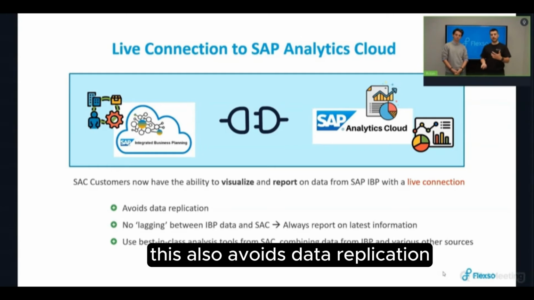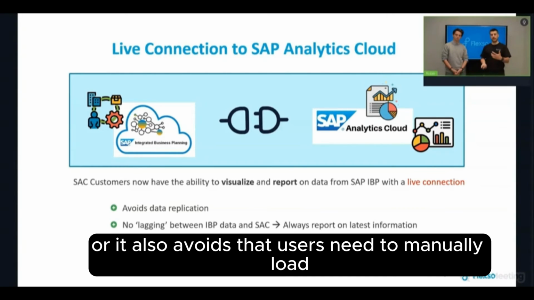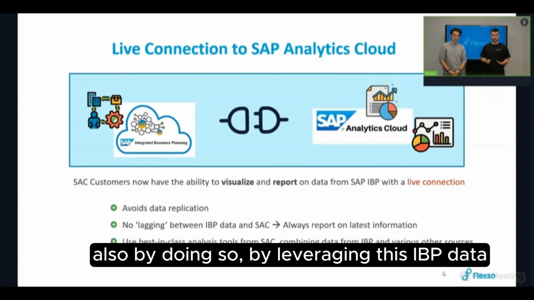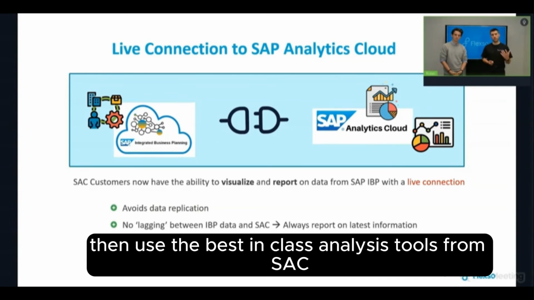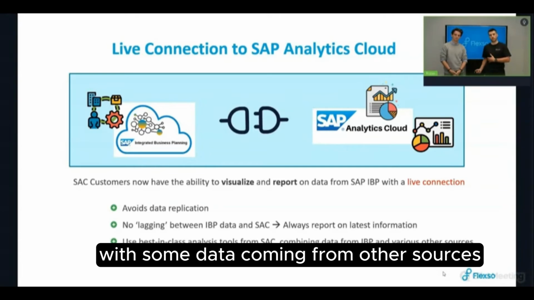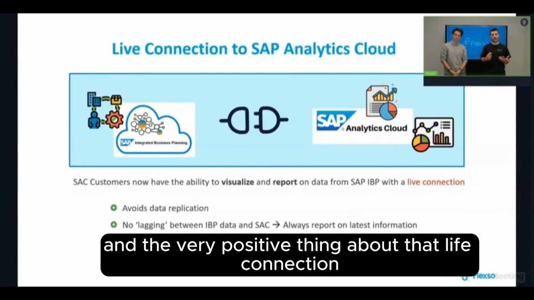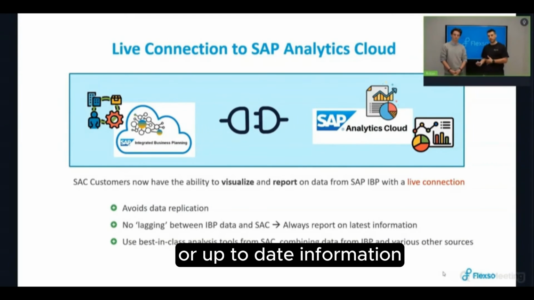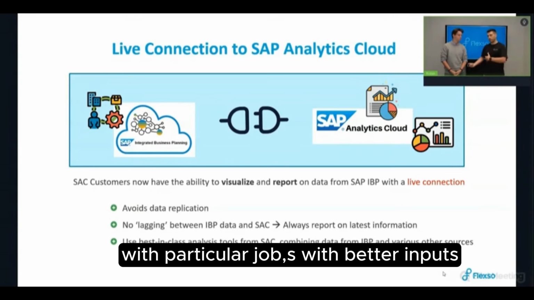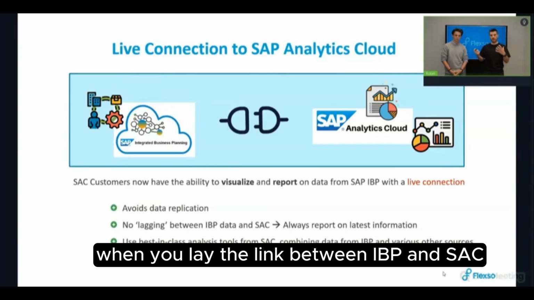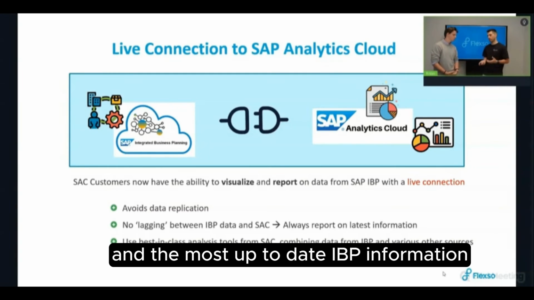This also avoids data replication, and it avoids users needing to manually load IBP data into SAC in a timely manner. Also, by leveraging this IBP data, you can use the best-in-class analysis tools from SAC, and you could even combine your IBP data with data coming from other sources. And the very positive thing about the live connection is that from an IBP perspective, you always have your latest, up-to-date information. You know that data can change with particular jobs, with planner inputs, with some kind of planning runs. But at least now you know that when you lay the link between IBP and SAC, you're always working with the latest and most up-to-date IBP information.